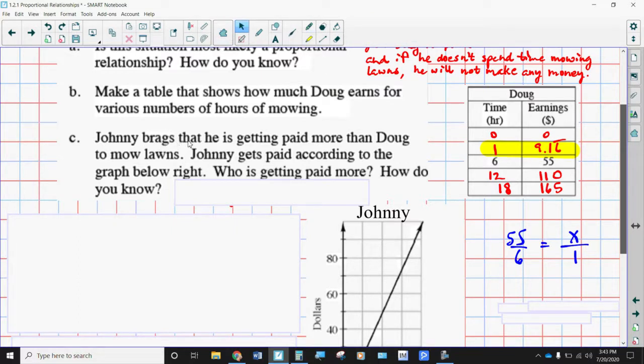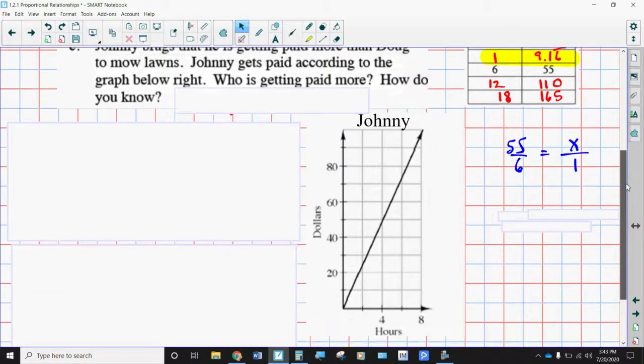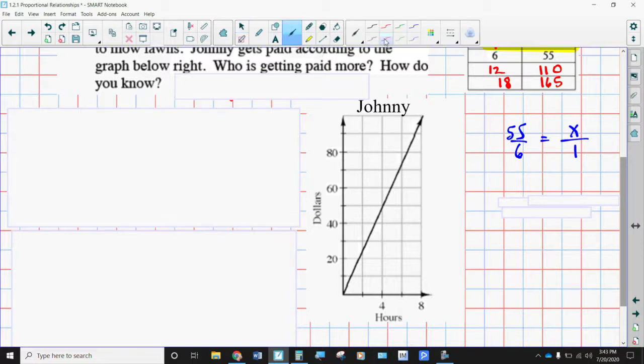Johnny brags that he is getting paid more than Doug to mow lawns. Johnny gets paid according to the graph below. He's getting paid more. All right, so let's take a look at this graph here. In this graph, we see that yes, this is proportional, right? Because if he doesn't work any hours, he doesn't get paid any money. And then it looks like after working 4 hours, he's got $50. And after working 8 hours, he has $100. Go ahead and figure out what Johnny's unit rate is. Then figure out who gets paid more and go ahead and declare your answer.